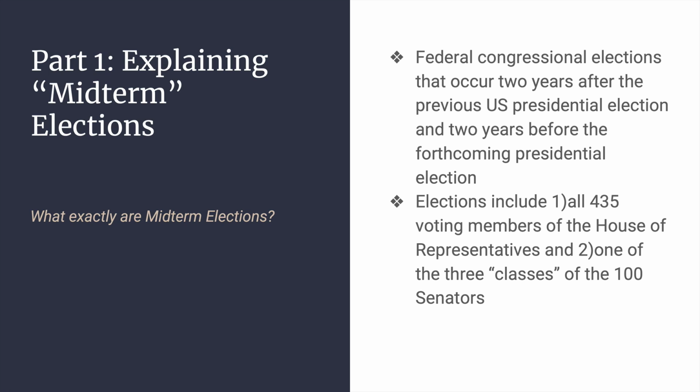And so the term congressional is just that. These are elections to the United States Congress. And so the elections include, number one, all 435 voting members of the House of Representatives. And number two, one of the three classes of the 100 American senators.